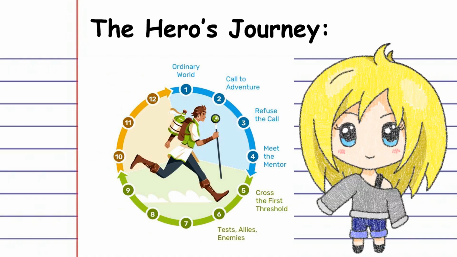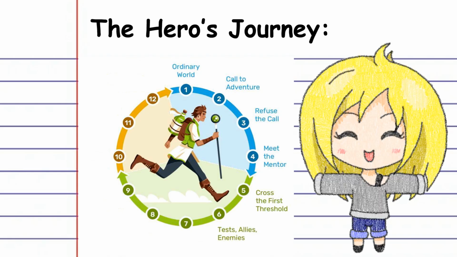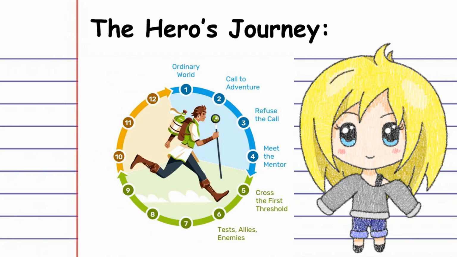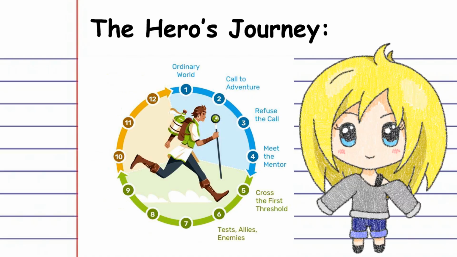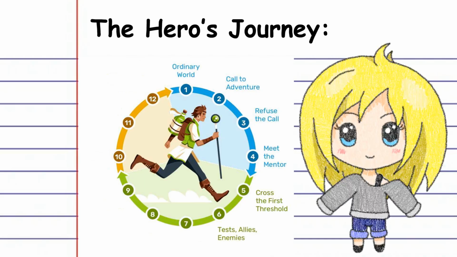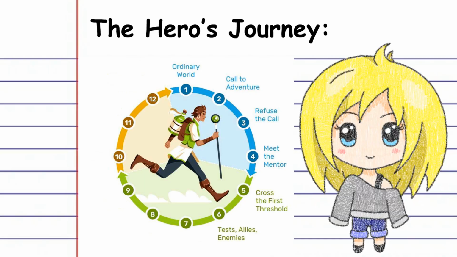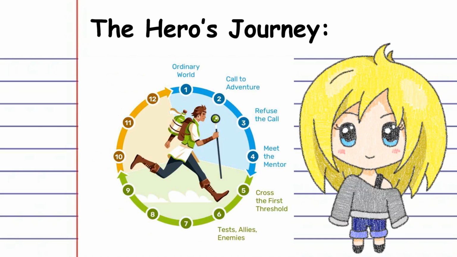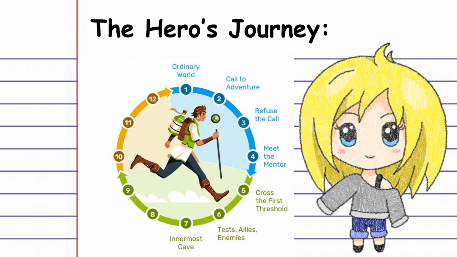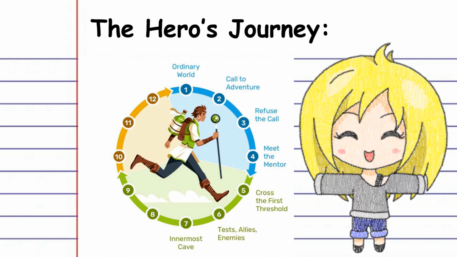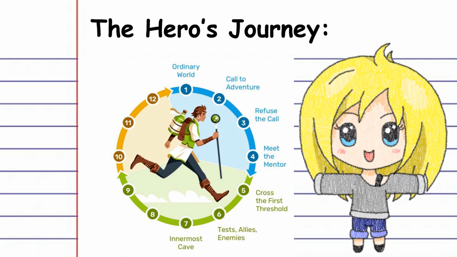Following that is tests, allies, and enemies. Pretty much every novel is going to have some form of conflict somewhere along the way, and this is where the conflict really begins. The protagonist will face a test, something that is preventing them from obtaining their goals. Along the way, they will find allies that will help them reach their goals, and also enemies that will try to stop them. Then we have approach to the innermost cave. This is where the end is in sight and the protagonist sees a way to achieve their goal. They have a plan and they are putting it in action.